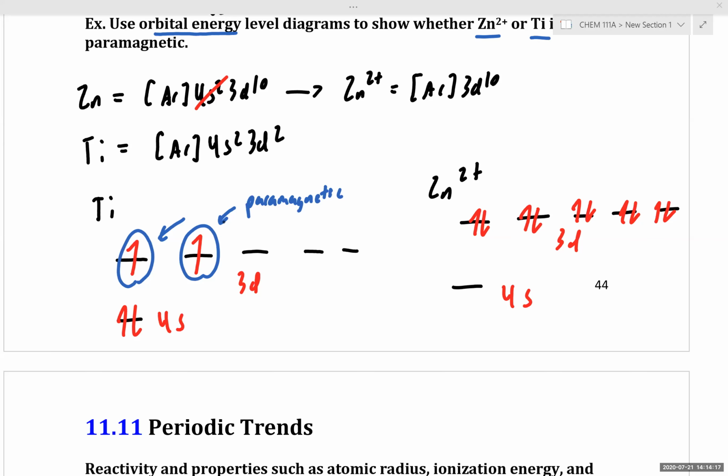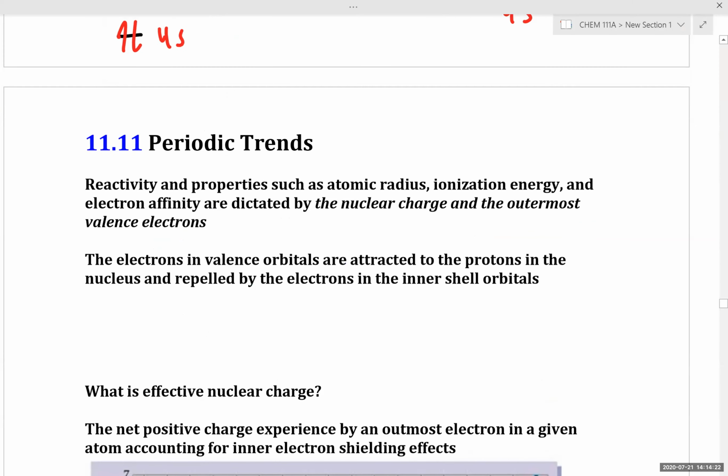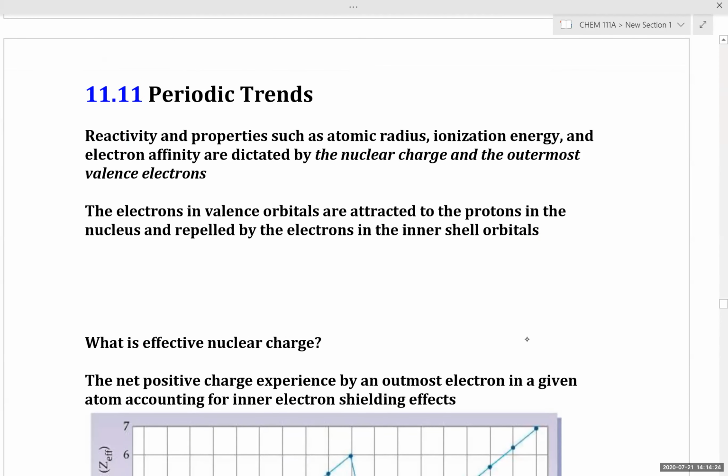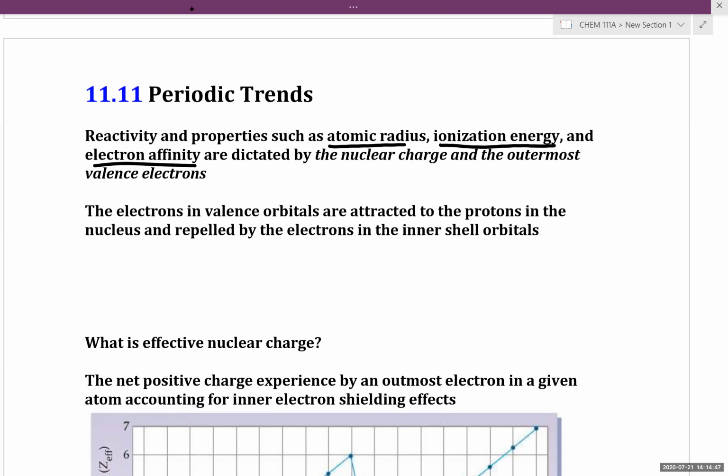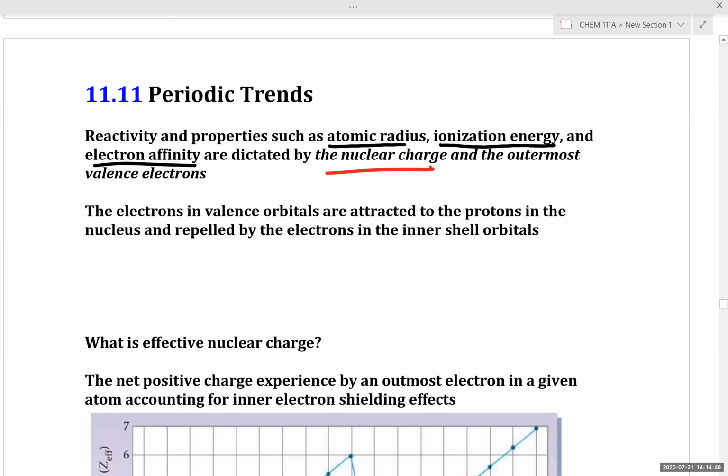Perfect. So now we're really good at writing configurations of atoms and ions. Let's talk next about periodic trends. How are properties and reactivity tied to electron configurations and the location of elements on the periodic table? The majority of periodic trends, such as atomic radius, ionization energy, and electron affinity, are dictated by the nuclear charge and the outermost valence electrons.